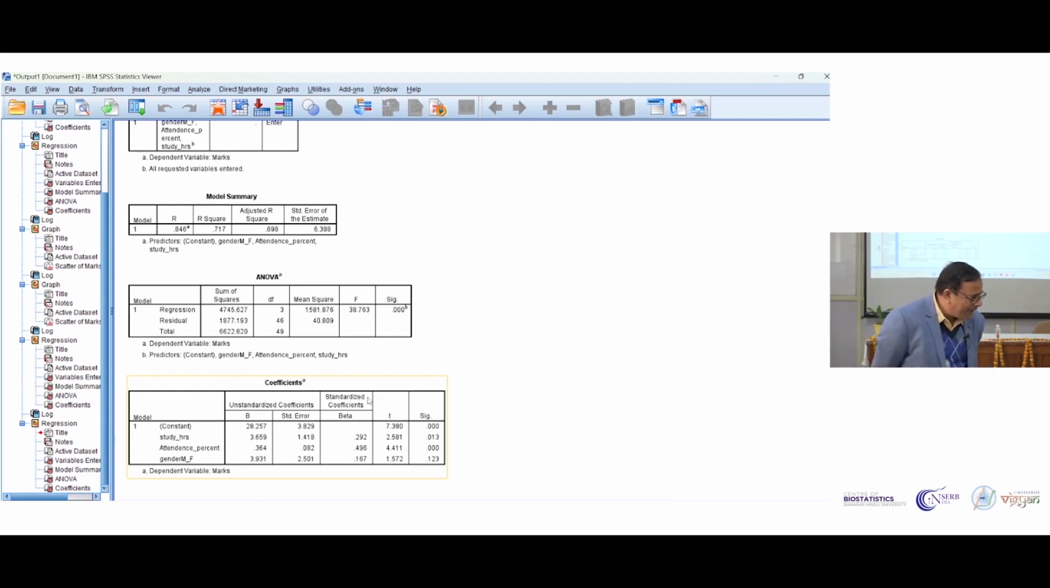It's better to use adjusted R square in place of R square. ठीक है? The next question asked by this fellow.